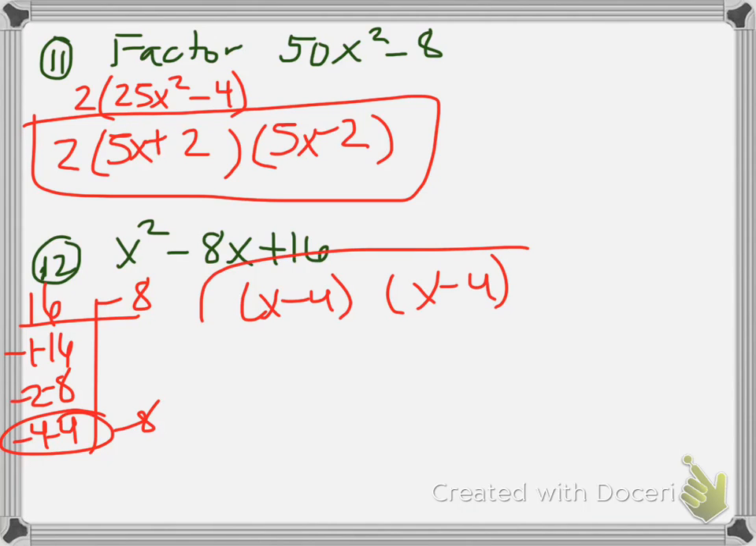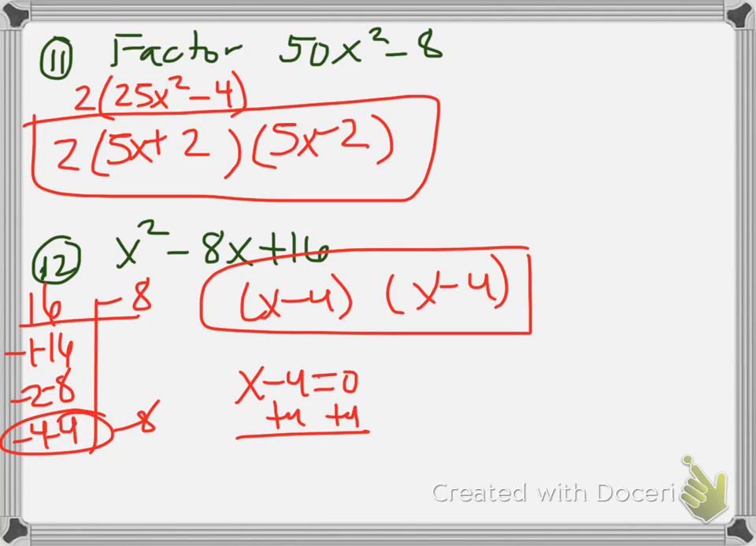So these here are your factors, but if they ask you for solutions, x minus 4 is equal to 0. Do I have to do it twice? No. It's the same answer. So x is equal to 4.